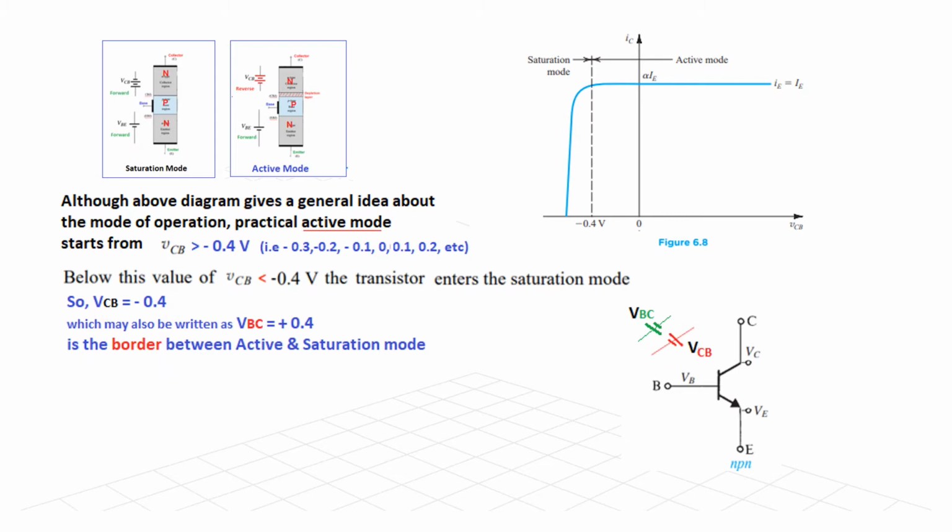Okay, so VCB from here is -0.4. Now here I have written two symbols, VCB and VBC. Both are written in the book. When the positive sign is towards the collector, it will be called VCB. When the positive sign is towards the base, it will be called VBC. And the difference between the two is nothing but the change in sign. So when we are saying VCB -0.4, we can also write VBC plus 0.4. And this point is actually the border of active and saturation mode.